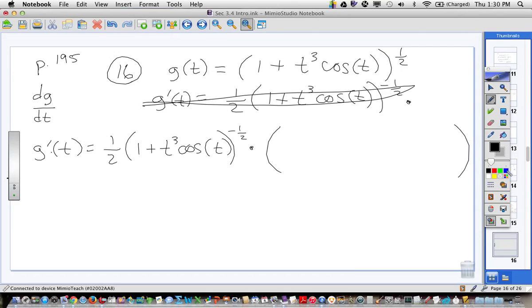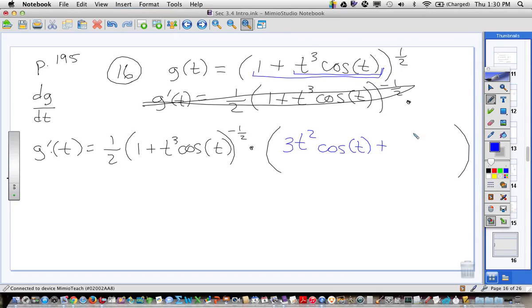Okay, so now what I'm doing is just the blue. All I care about is this part right here now. And that's going to go in here. So derivative of 1, 0. So good, I can ignore that with the plus. So now what I'm caring about is that, and that's a product rule. So the derivative of t cubed is 3t squared. Leave the cosine alone.